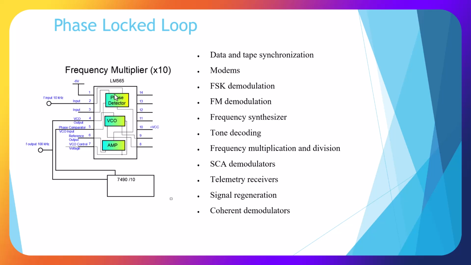Here it's showing a frequency multiplier by 10, where we use a 7490 divide-by-10 device, and it ends up multiplying the input frequency by 10. Here we have 10 kilohertz in and 100 kilohertz out.